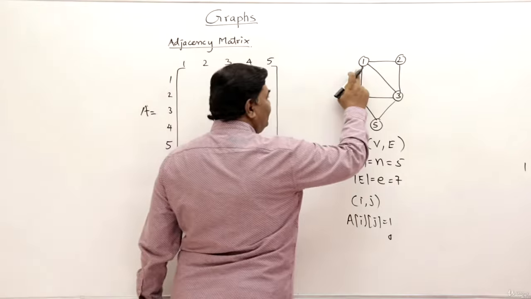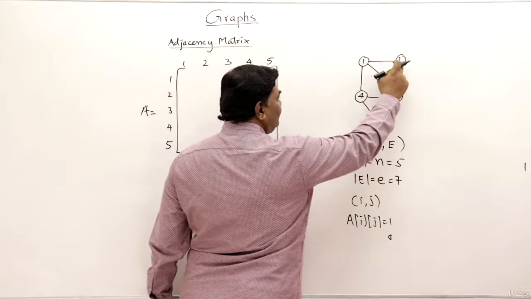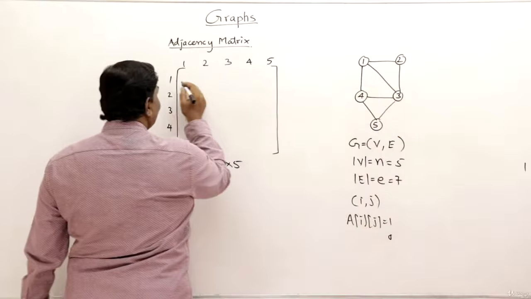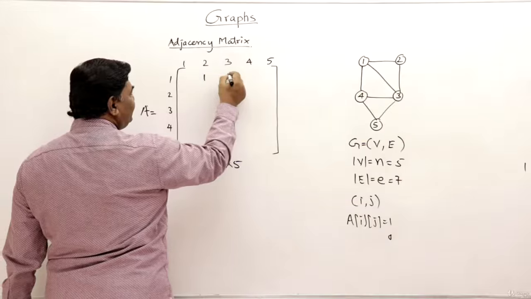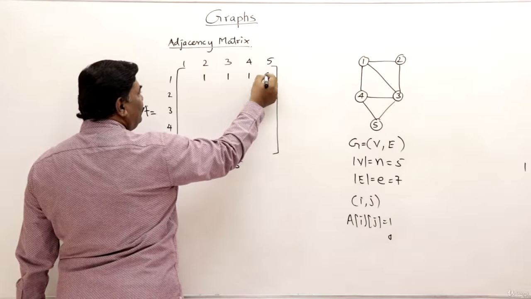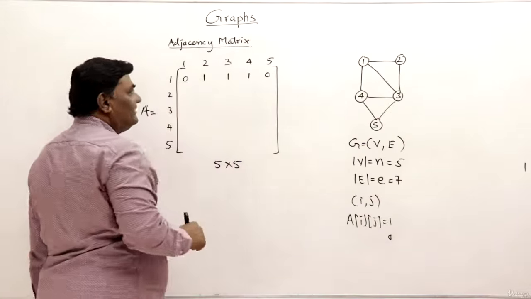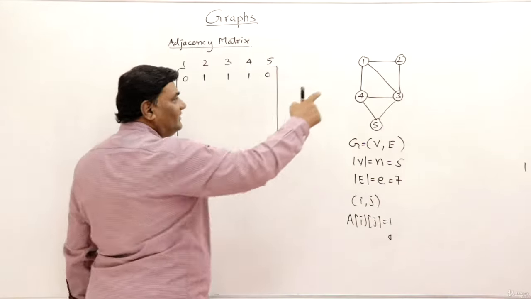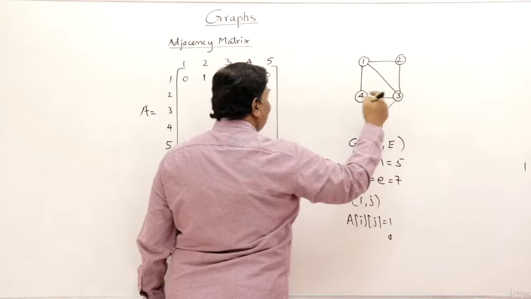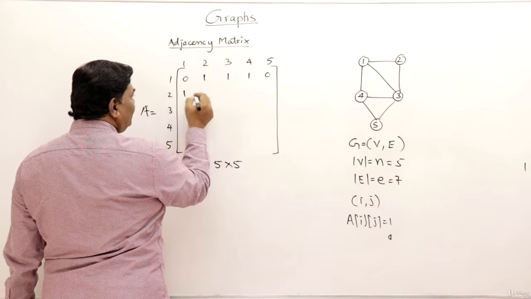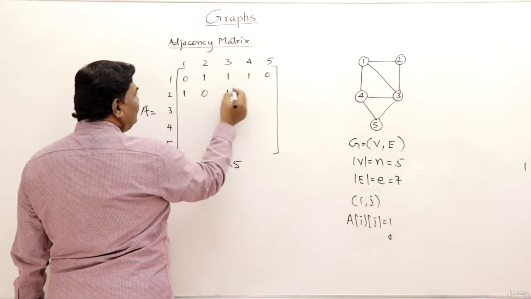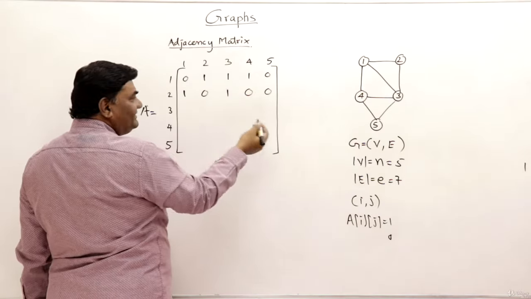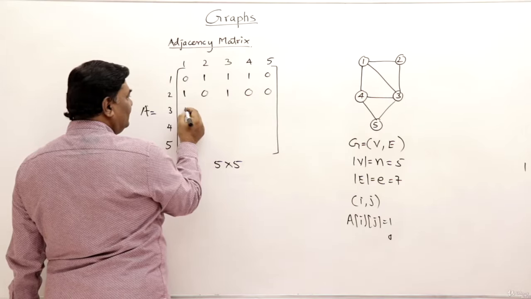Let us start from vertex 1. Vertex 1 has edges connected to 2, 3 and 4. So from 1, there is an edge to 2, and an edge to 3 and 4. Remaining are zeros. 0 means there is no edge. Then let us look at the second. From 2, there are edges to 1 and 3. And these are all 0. Likewise, I will fill up for all.